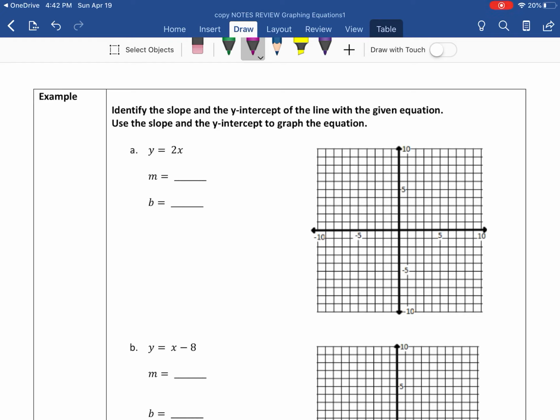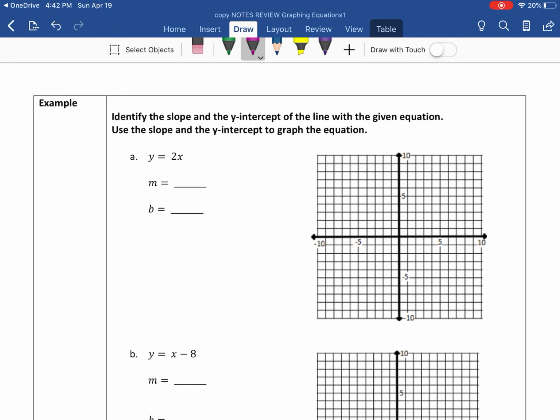Again, on this assignment, when you do the worksheet next, if all your graphs do not make a straight line, you did something wrong, okay? They have to either be a slanted line, a horizontal line, or a vertical line. And if they're not, you did something wrong. All right.